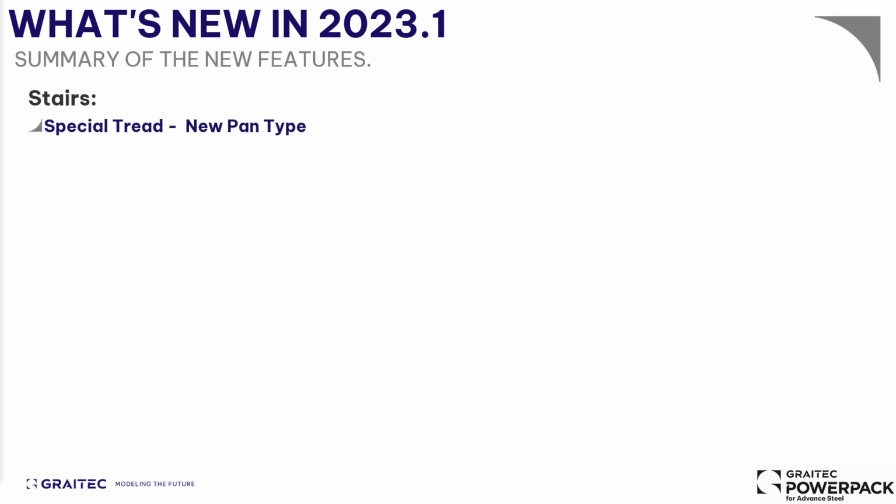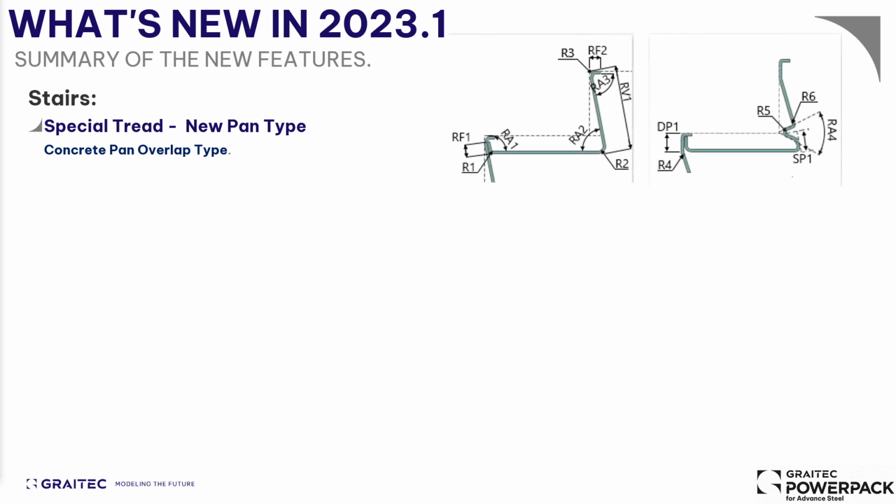So moving on, we're going to continue to talk about stairs, and for this version we've built a new pan type tread. This is specifically designed to work for concrete infill types, and it gives an overlap arrangement, sort of interlock between the two treads and also into the landings as well.